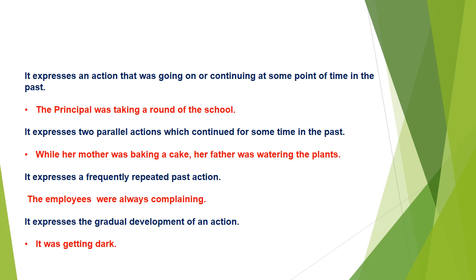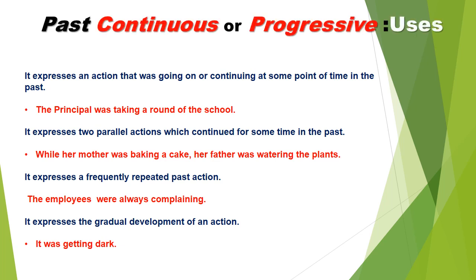The past continuous or progressive tense is used to express an action that was going on or continuing at some point of time in the past. The example is: the principal was taking a round of the school. It expresses two parallel actions which continued for some time in the past. While her mother was baking a cake, her father was watering the plants.